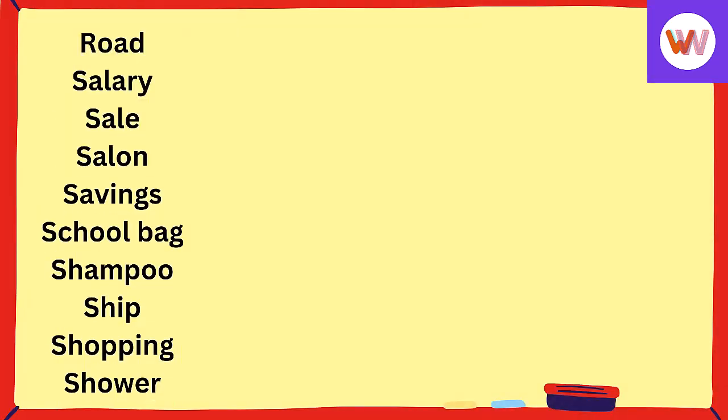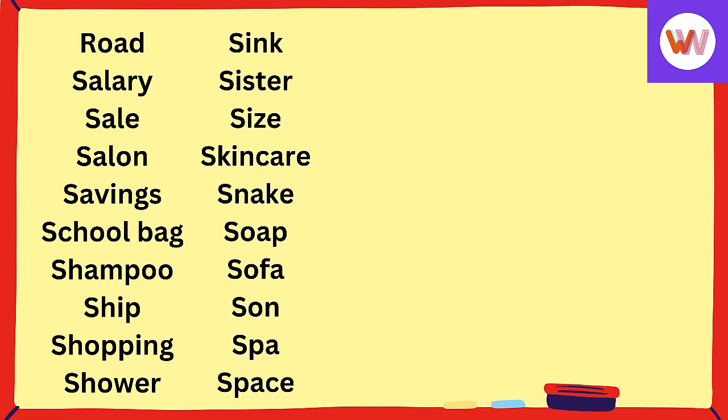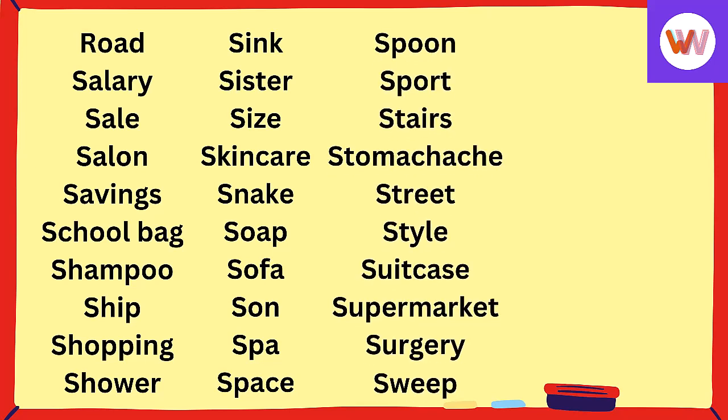Road. Salary. Sale. Salon. Savings. School bag. Shampoo. Ship. Shopping. Shower. Sink. Sister. Size. Skincare. Snake. Soap. Sofa. Sun. Spot. Space. Spoon. Sport. Stairs.